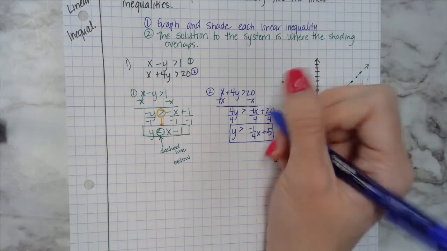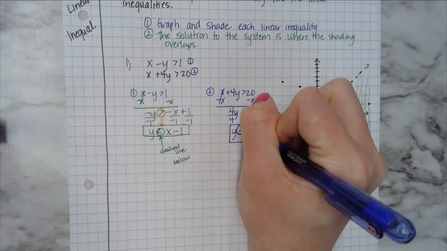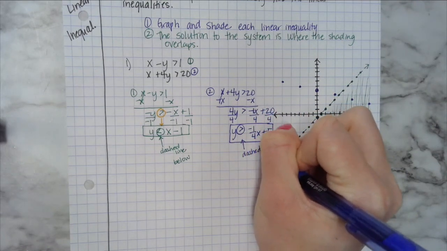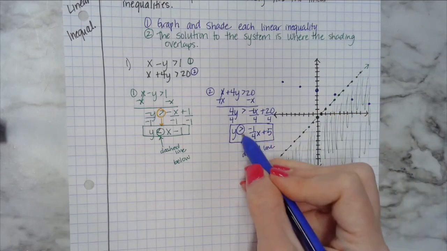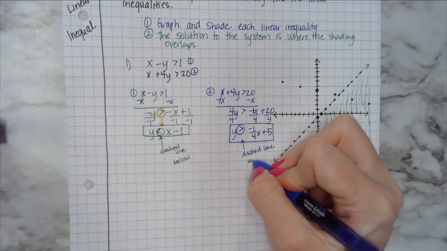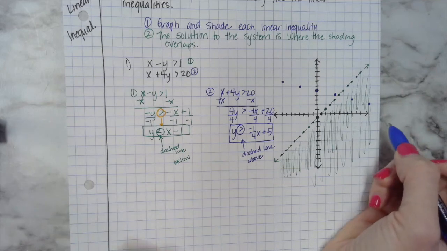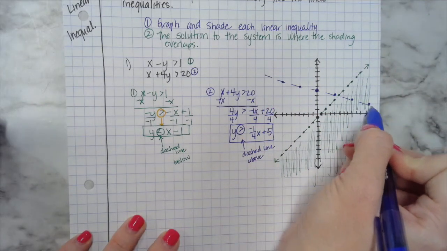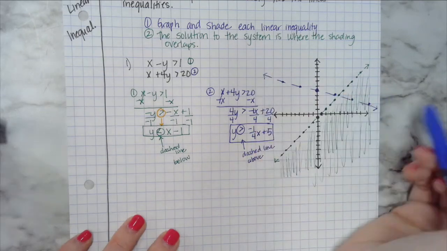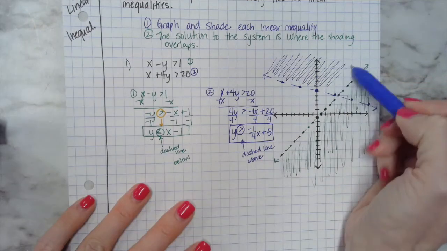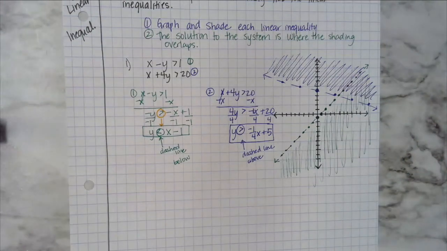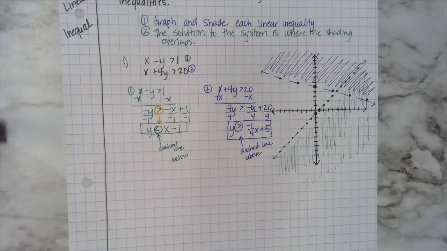Now looking at this symbol here, we have a dashed line here as well. And our shading this time is going to be above because it's greater than. So same thing, we've got a dashed line to connect these dots, but this time I'm going to shade above the line, including this part where we're overlapping. Because where the shading overlaps is actually our solution region.